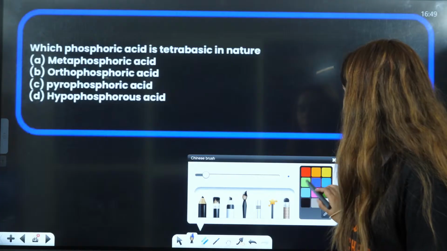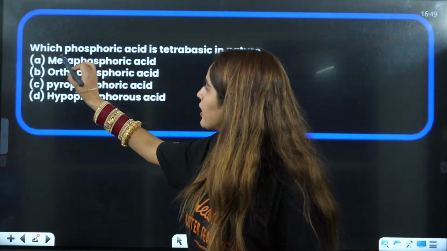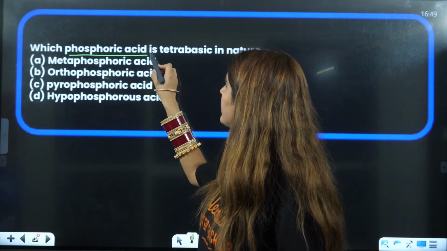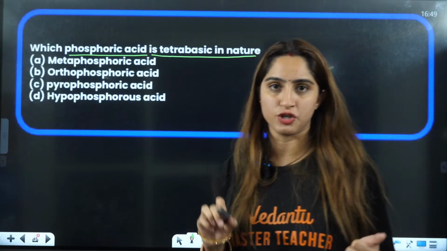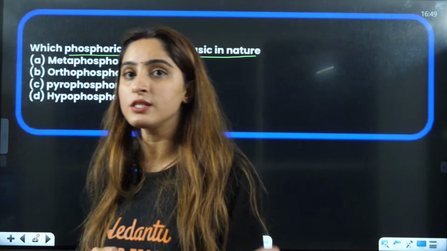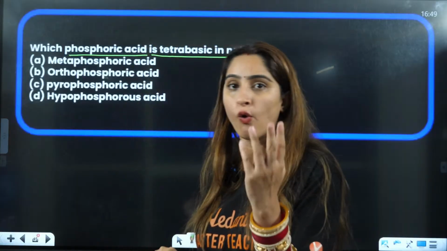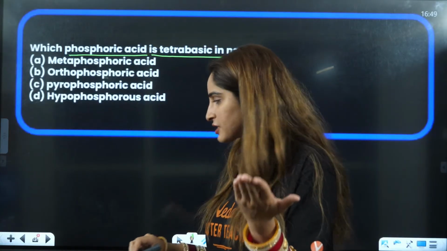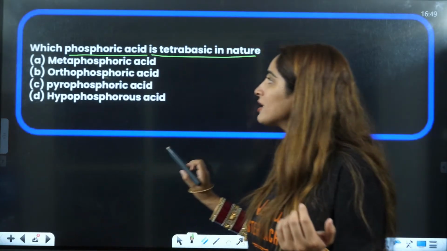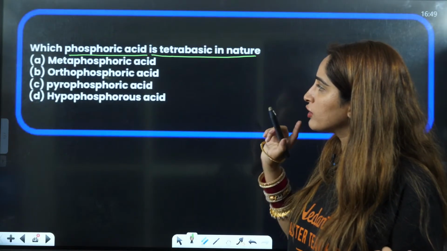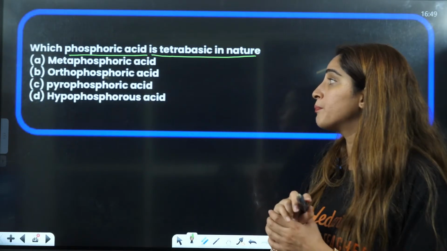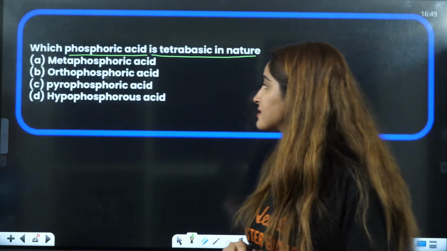Next is very, very important, that is phosphoric acid. Which phosphoric acid is tetrabasic in nature? Tetrabasic means it can donate 4 H positive. The options are metaphosphoric, orthophosphoric, pyrophosphoric, and hypophosphorous acid. Which of the following?